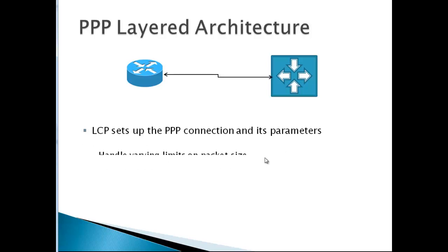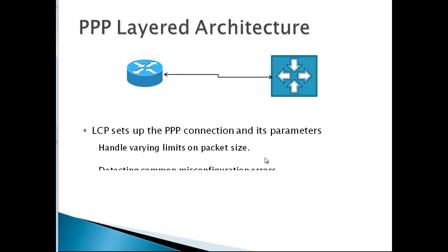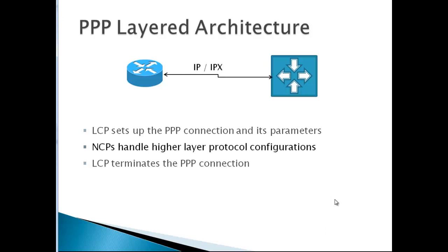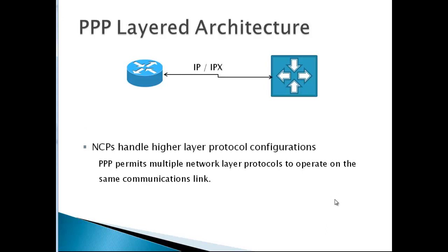So, LCP will handle varying limits on packet sizes, detect common misconfiguration errors, terminate the link, and determine when a link is functioning properly or when it's failing. If it starts failing, it will bring down the link. NCP handles the higher layer, so PPP permits multiple network layer protocols to operate on the same communication link. So if this is our link, we can have different network protocol layers working. For every network layer protocol used, PPP uses a separate NCP. So a different NCP for a different network layer.